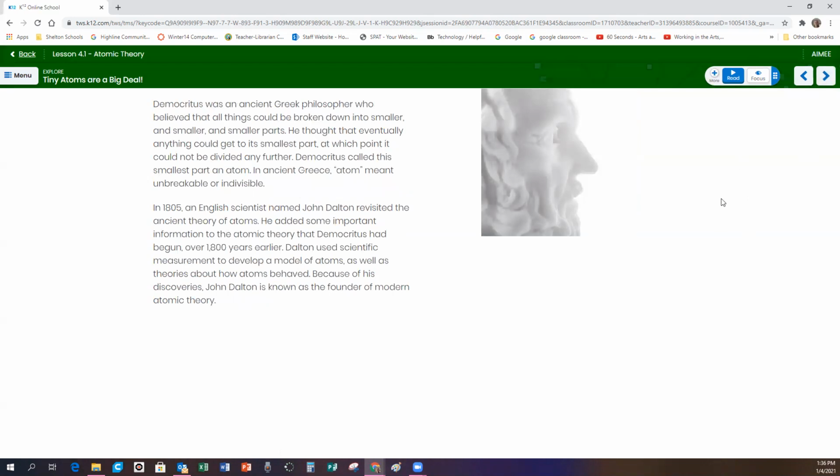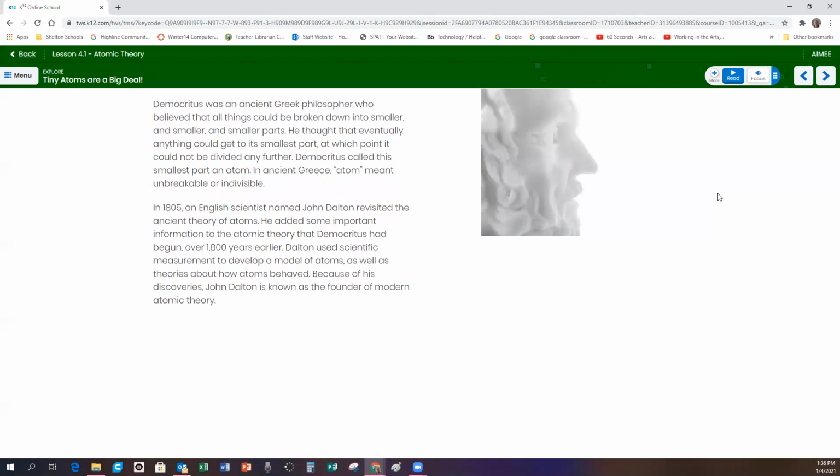Democritus was an ancient Greek philosopher who believed that all things could be broken down into smaller and smaller and smaller parts. He thought that eventually anything could get to its smallest part, at which point it could not be divided any further. Democritus called the smallest part an atom. In ancient Greece, atom means unbreakable or indivisible.